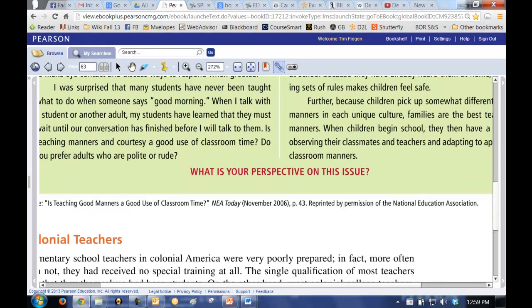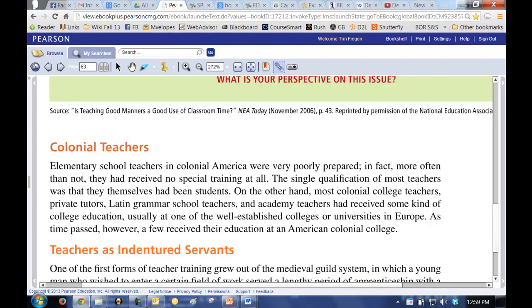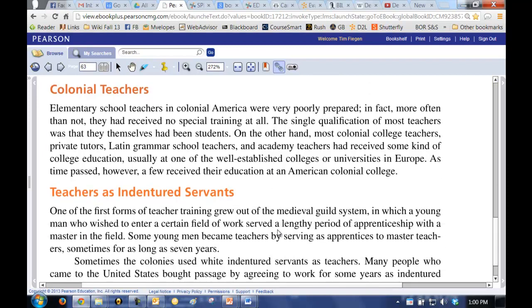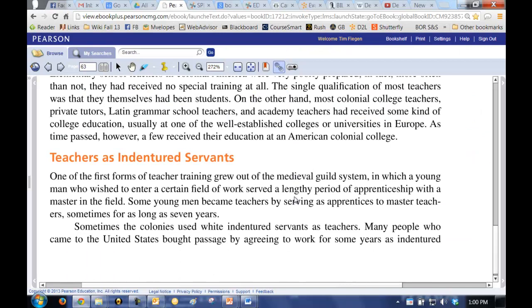We're talking about the European beginnings. And now we'll say that teachers in colonial America were very poorly prepared. In fact, more often than not, they received no special training. The single qualification for most was that they had been students. On the other hand, most colonial college teachers were tutors, Latin or academy teachers who received some kind of college. Okay, so that's what you say here. Very poorly prepared, little or no training, often just elementary.